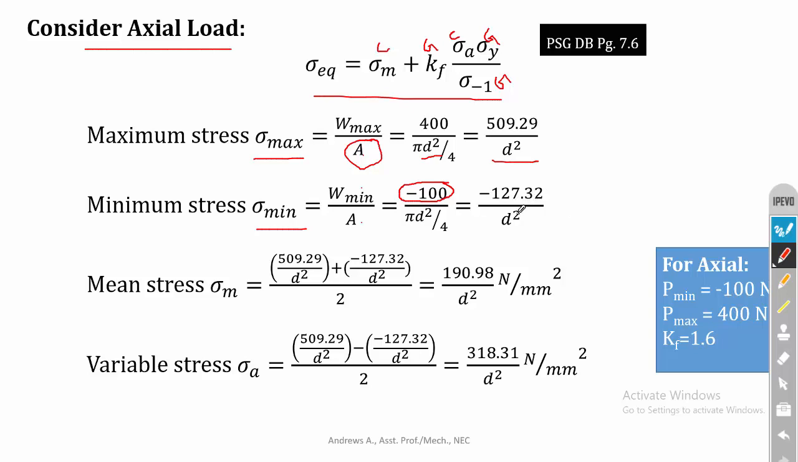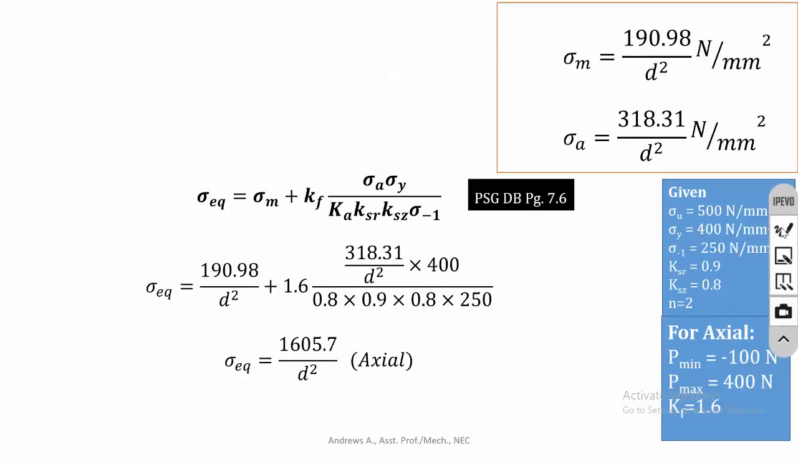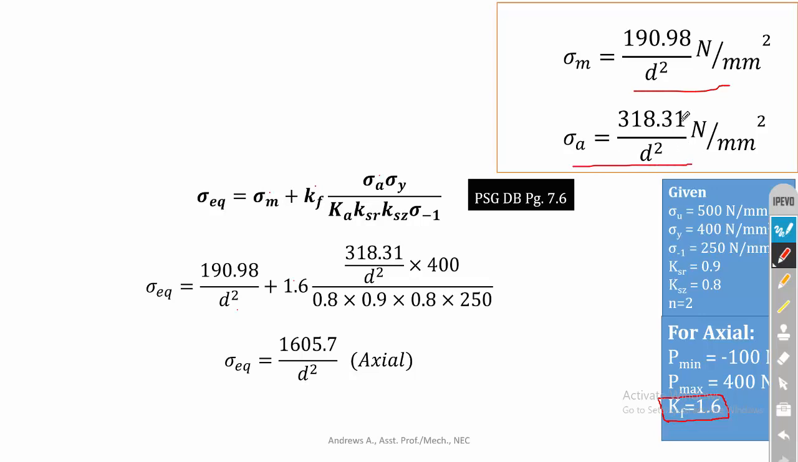Now substitute the maximum and minimum stress in the mean and variable stress equation. So the mean stress will be 190.98 divided by d square, and the variable stress is 318.31 divided by d square. Now we can substitute everything in this equation. Sigma m we have calculated, it is 190.98 divided by d square. Kf is given in the problem. For axial, the Kf is 1.6, so you can substitute that. Then sigma a we have calculated, 318.31 divided by d square. Sigma y is given in the problem.